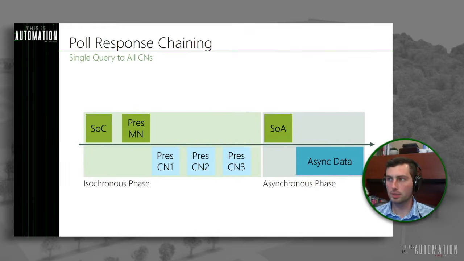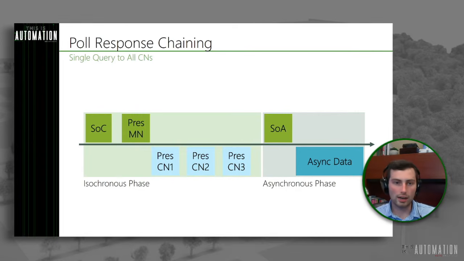All right, poll response chaining. Poll response chaining is another nice feature that we see in Powerlink. We talked about how the standard Powerlink cycle is start of cycle, poll request, then poll response, poll request, then poll response, poll request, then poll response. We can actually do something a little bit different.